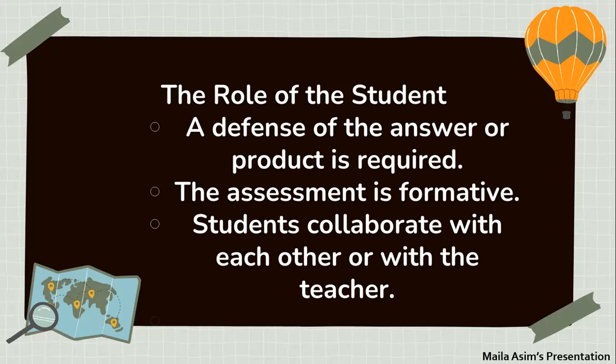The assessment is formative, of course, and students collaborate with each other or with the teacher. That is why authentic assessment is way better than traditional because they are more cooperative and collaborative with each other. Not competitive.